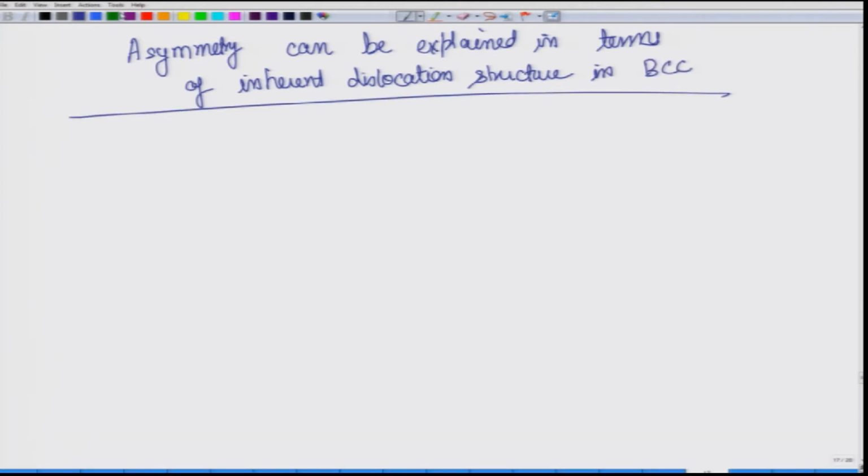Okay, so let me start again with a simple drawing. Now, I will not draw just one cell, I will be drawing two cells together to be able to explain this concept, and it will be much easier for you to understand if you can get hold of a BCC model.